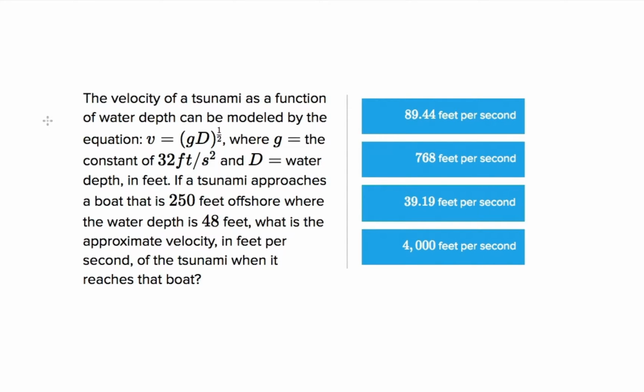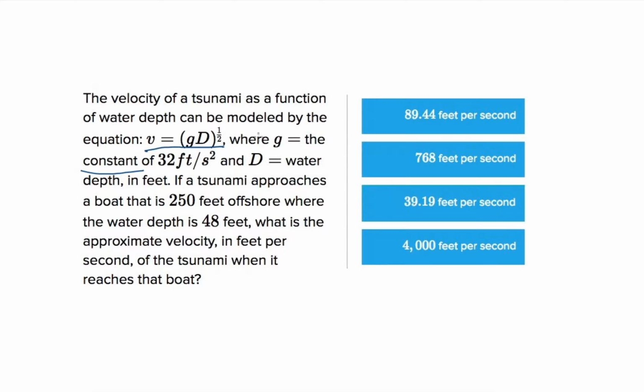Here we have another problem where we're going to need to read it, find whatever pertinent formulas we have, figure out what numbers to plug in, and then probably do that on a calculator. The velocity of a tsunami as a function of water depth can be modeled by the equation v equals g times d raised to the power of 1/2, where g equals the constant of 32 feet per second squared, and d equals water depth in feet.